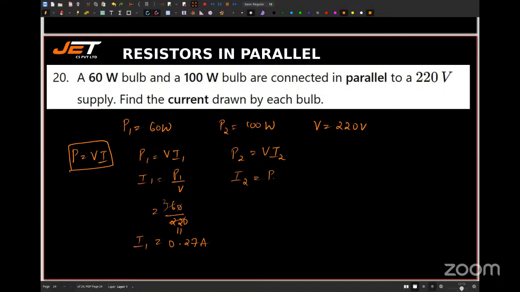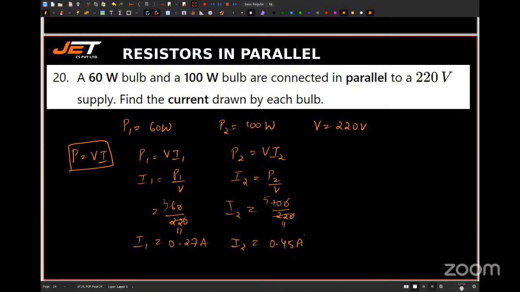And we'll find out what is I2. I2 is equal to P2 by V, which is equal to 100 by 220. Let's say this 100-watt bulb, 2 is cancelled, 5 2s are 10, 2 11s are 22. What will be 5 by 11? It will be around 0.45 amperes. So the 60-watt bulb has drawn 0.27 ampere current and the 100-watt bulb has drawn 0.45 ampere current.